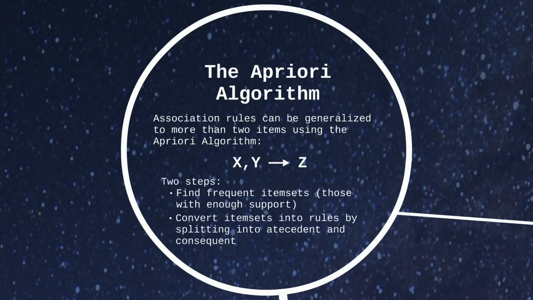So again, here are those 2 steps. We start by 1, finding frequent item sets, those with enough support. And then 2, we convert item sets into rules by splitting them into an antecedent and consequent and checking the confidence and lift for each of those antecedent and consequent pairs. So this is a very useful algorithm, and it's generally going to be the one you use if you're looking for more than just 2 items in each item set. This gets used all the time and is going to be the most common application of association rules.